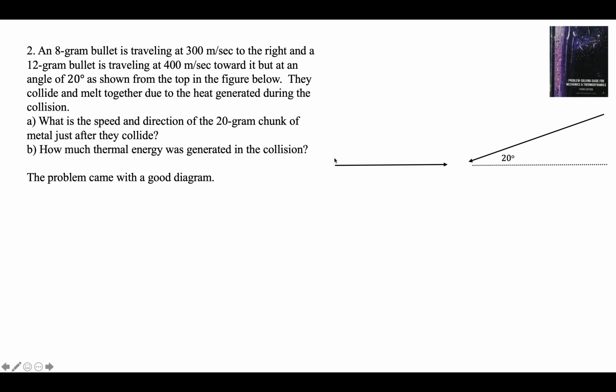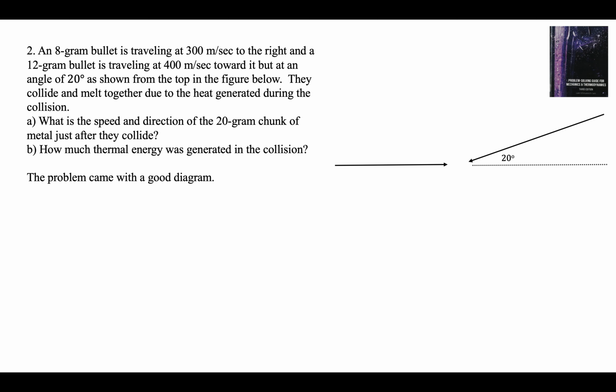There's a figure. 8 grams, 300 meters per second to the right. 12 grams, 400 meters per second at an angle of 20 degrees from the horizontal. They collide and melt together due to the thermal energy generated during the collision. Part A, what is the speed and direction of the 20-gram chunk of hot lead just after they collide? How much thermal energy was generated in the collision?